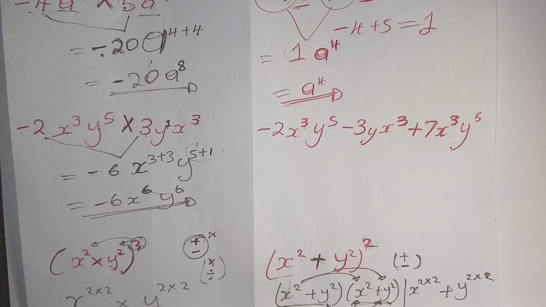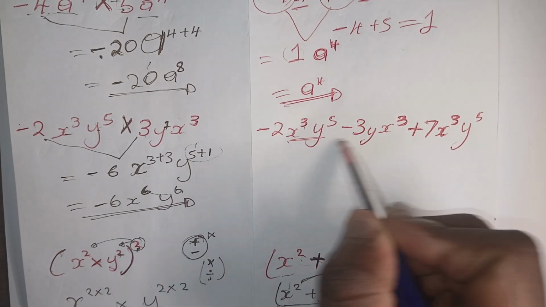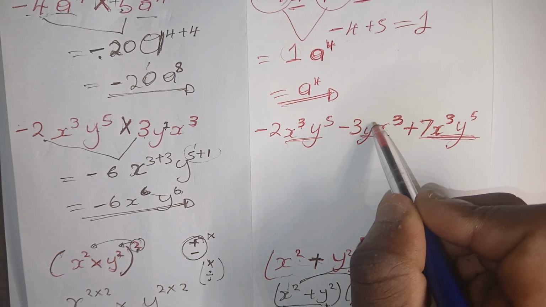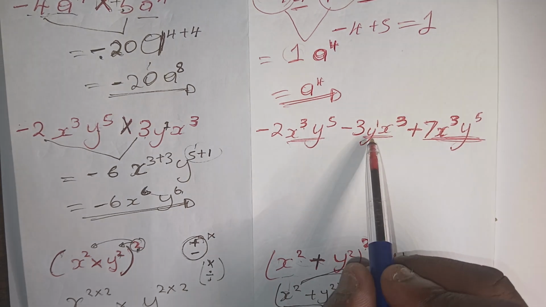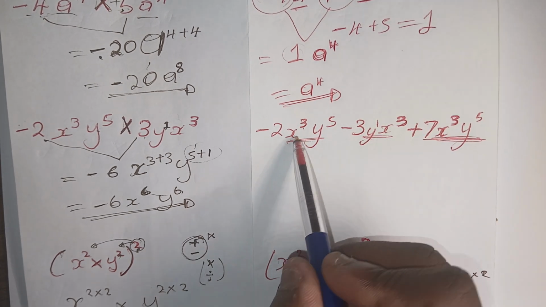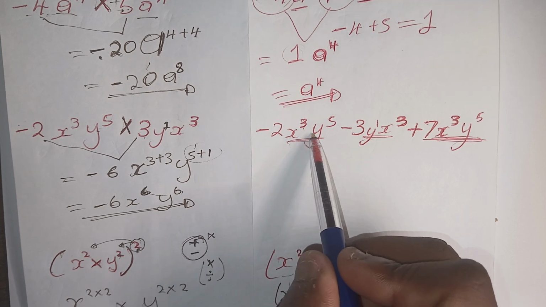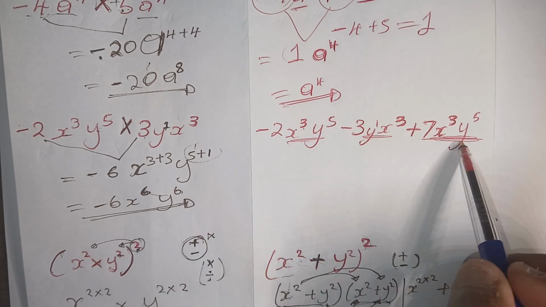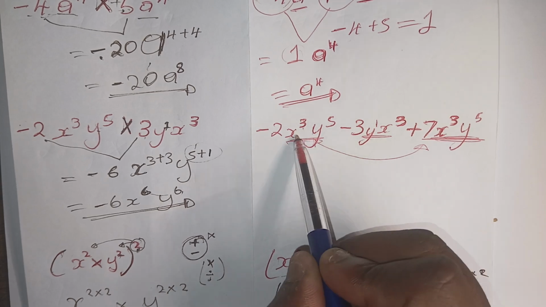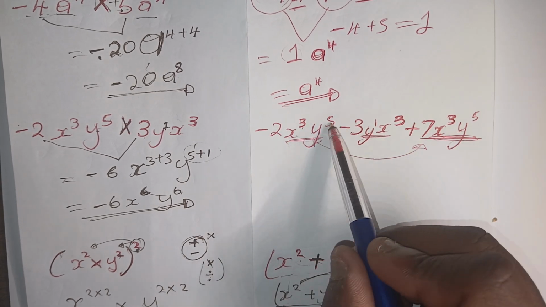So here we are collecting like terms. We must look for the same base and same exponent. So you can see all these things have the same base. But this one has y^1 and x^3, while this one has x^3 and y^5. Do you see? These two are like terms. They have the same base, same exponent.